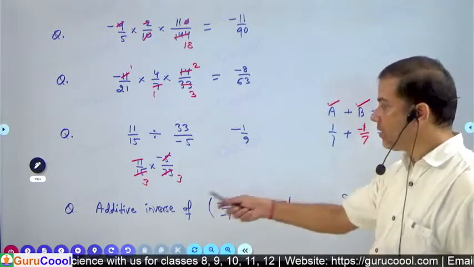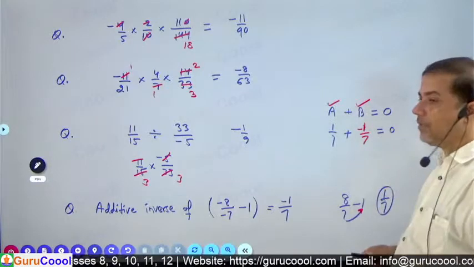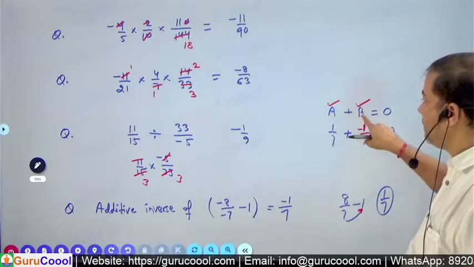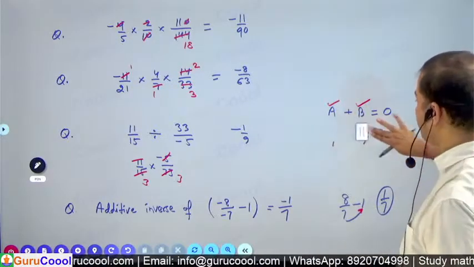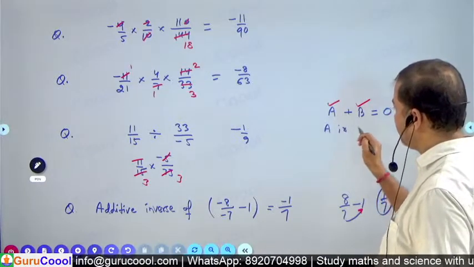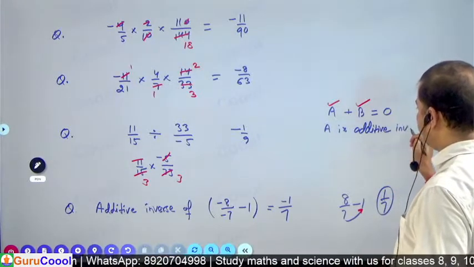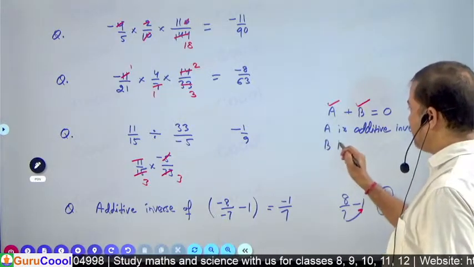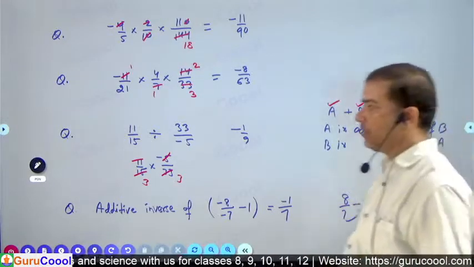Additive inverse means if the sum of two numbers is 0, then they are additive inverses of each other. A is the additive inverse of B and B is the additive inverse of A. Does this make sense? Yes, sir. Both are additive inverses of each other.